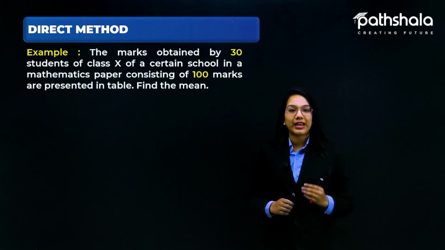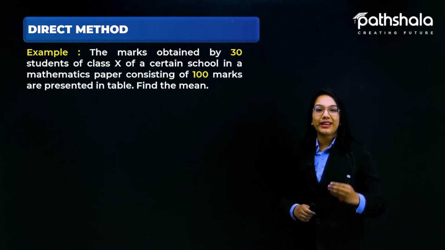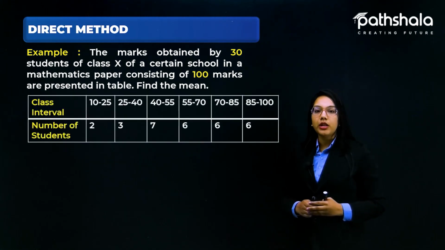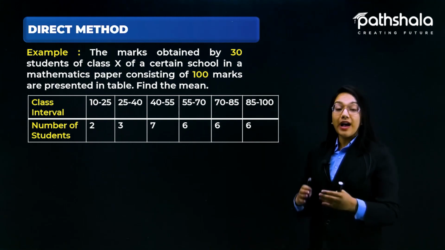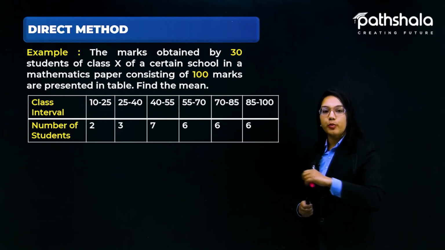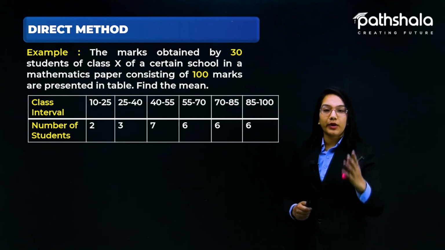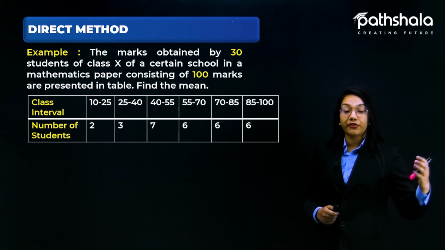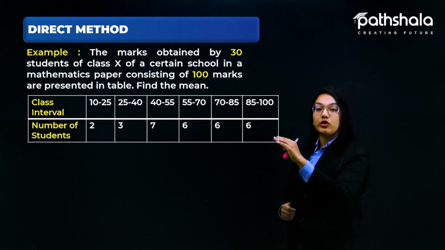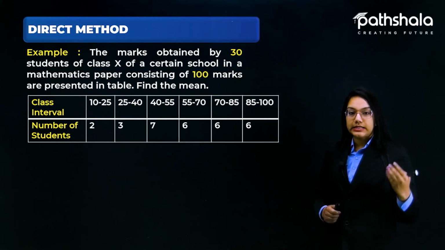Let us suppose we have the marks obtained by 30 students of class 10th of a certain school in a mathematics paper of 100 marks, represented in the table. We have to find the mean using the direct method. As you can see, these class intervals are continuous. We have 10 to 25, then 25 to 40, then 40 to 55, 55 to 70, and so on. And we have the number of students, meaning the frequencies, which are 2, 3, 7, 6, 6 and 6.